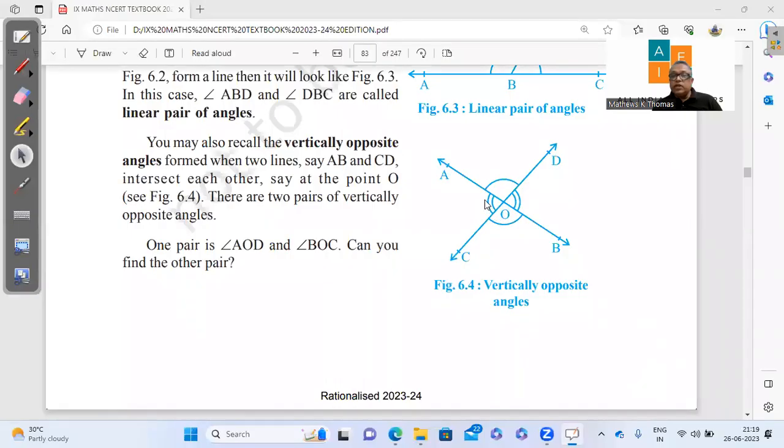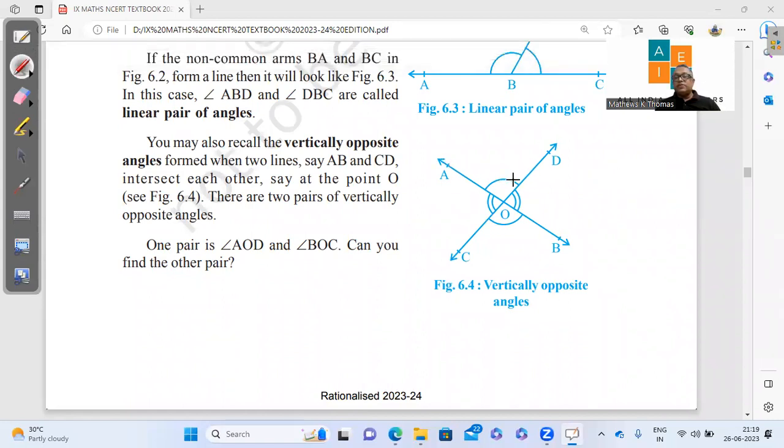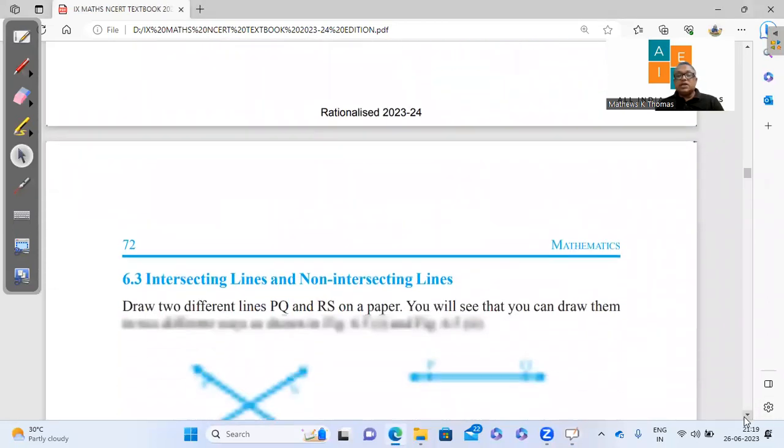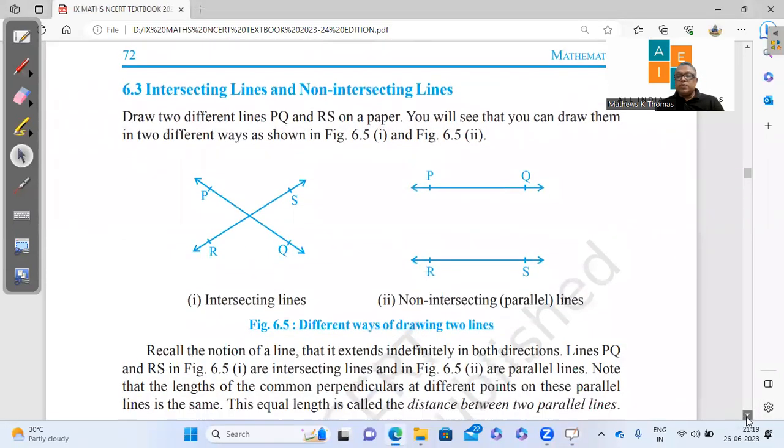Then vertically opposite angles. Whenever we have two lines, here we have two lines AB and CD intersecting each other, then we have vertically opposite angles. So here we have angle 1 and 2 vertically opposite and angle 3 and 4 are vertically opposite angles. And the proof of this is important. It comes in the exam. Prove that vertically opposite angles are equal. So we will be doing the proof shortly.